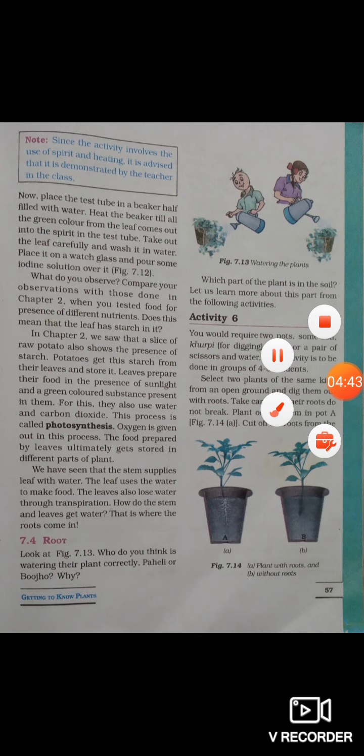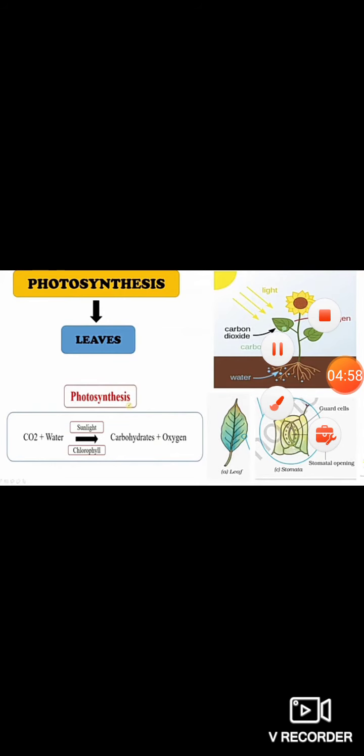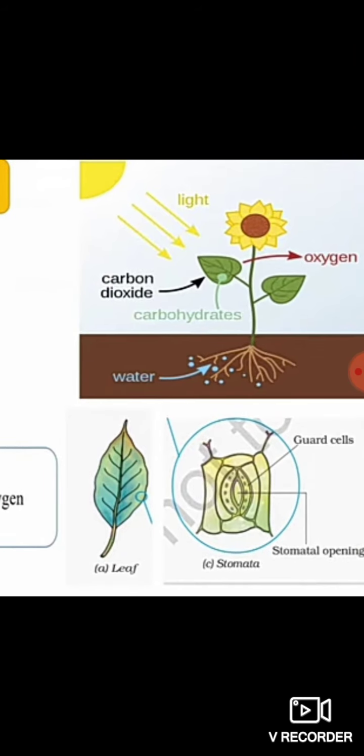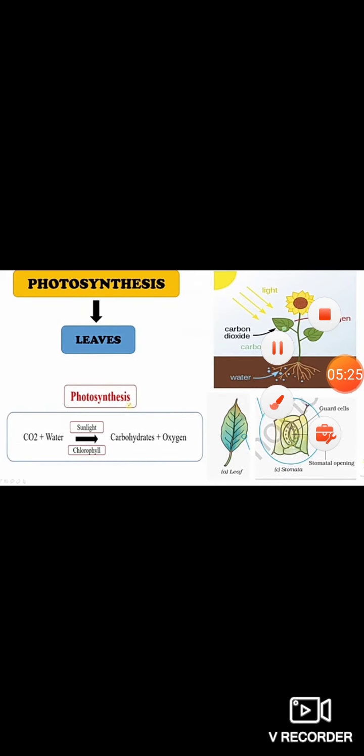Leaves absorb carbon dioxide from the air, and water and minerals from the soil, and in the presence of sunlight and with the help of the chlorophyll pigment which is present in the green leaf, the leaf produces carbohydrates and releases oxygen. This is the process of photosynthesis. On the surface of the leaf there are very tiny pores, tiny openings called stomata, and these stomata help the leaf absorb carbon dioxide from the air and release oxygen into the air. Basically it helps in gaseous exchange.